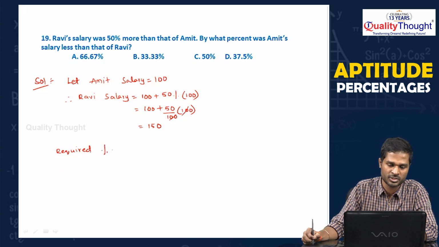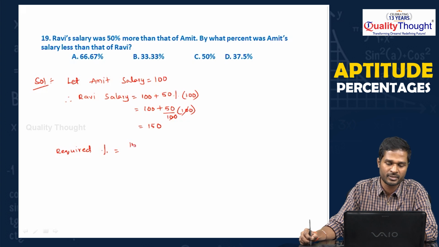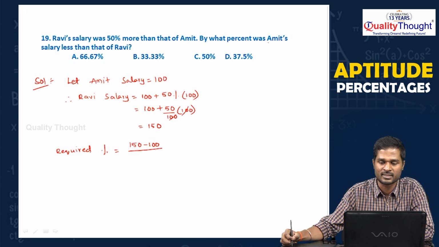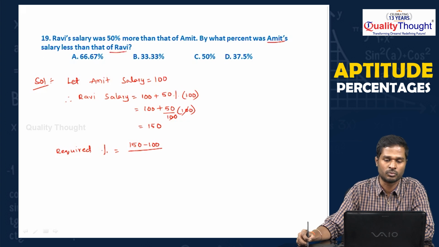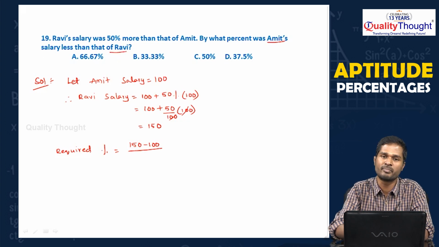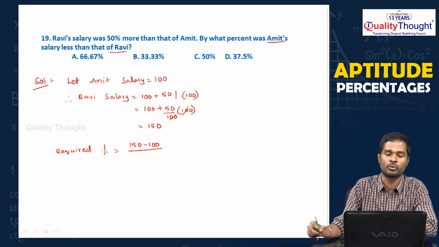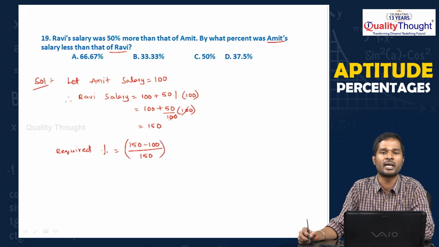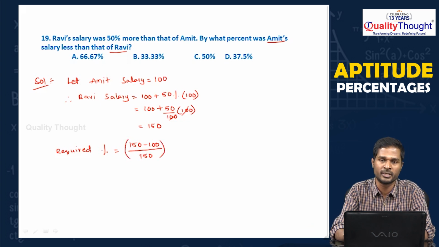So required percentage is, take the difference between them, 150 minus 100 by, now check it clearly, by what percentage was Amit's salary less than that of Ravi's salary? So their salary difference is being compared with Ravi's salary. So write Ravi's salary in the denominator, that is 150. Always remember, with which we are comparing, that value should be written in the denominator.